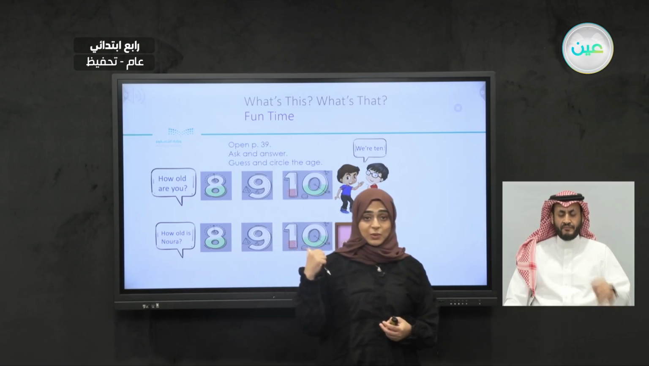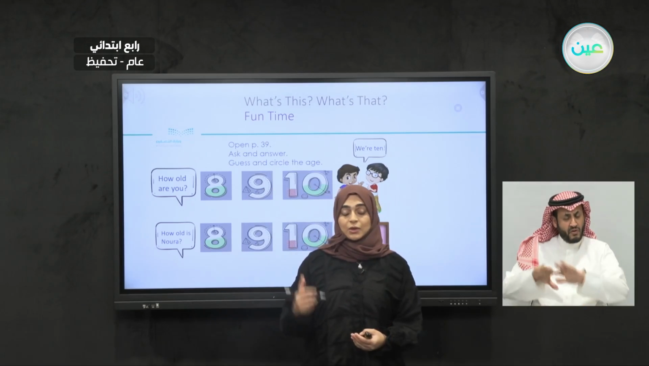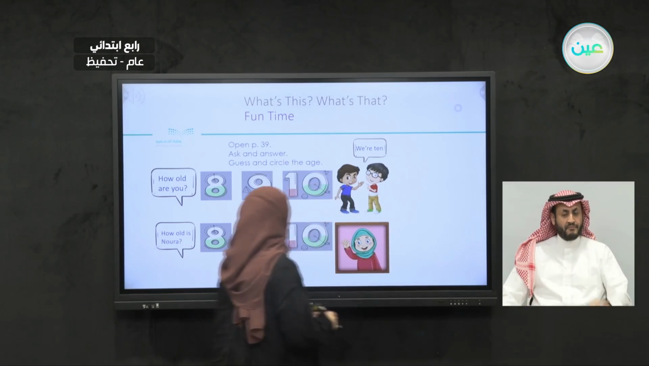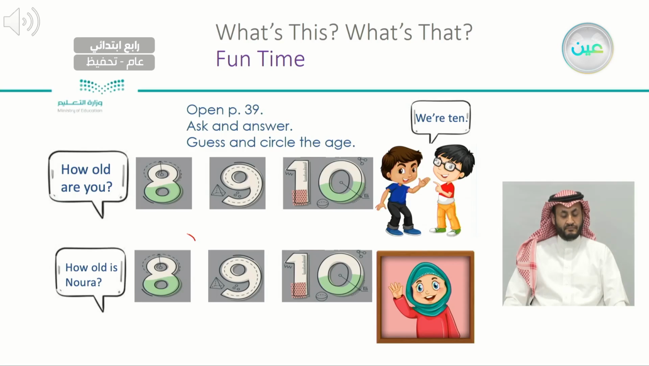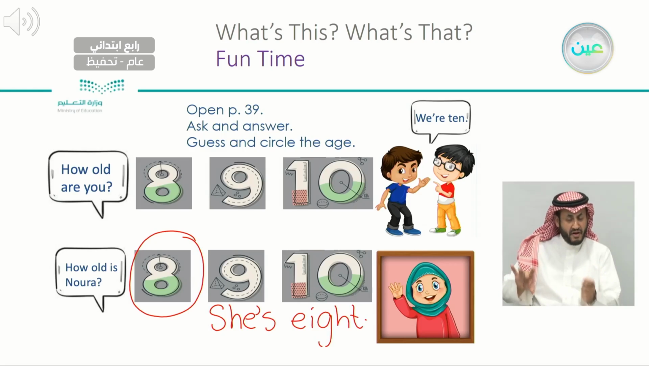Okay, so the first one, they answered. They said, we're 10. What about Nora? She is, give or take, she's 8. We use the pronoun she. She, she's 8. Full stop.